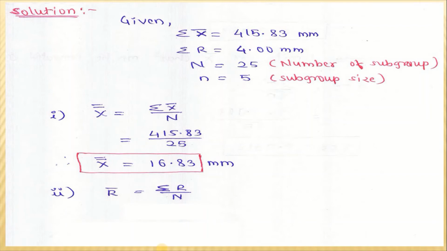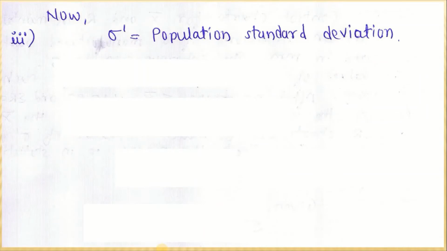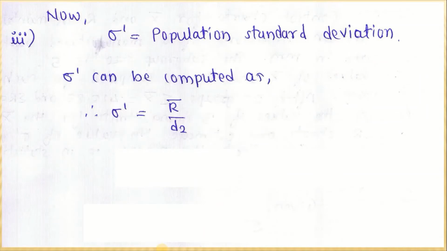Now we are going to calculate the average R value, that is summation R upon N, where summation R is given. Based on that we are getting the R bar as 0.16 mm. Based on this grand average and R bar we are going to compute the standard deviation. We get sigma dash, the population standard deviation, as R bar upon D2.